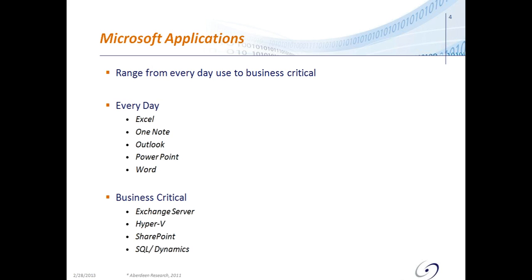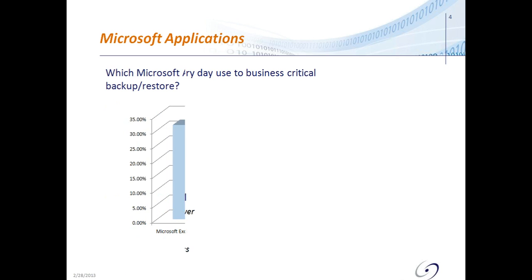As we move from everyday to business critical, what our presentation today is geared towards is the applications that are critical for everyday business. The four we're going to be discussing today are Microsoft Exchange, which is email; Microsoft Hyper-V, which is Microsoft's virtualization application; Microsoft SharePoint, which is a portal; and lastly Microsoft SQL, and we're gearing it towards the Microsoft Dynamics suite, which we'll get into later.